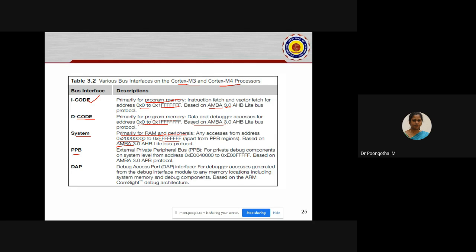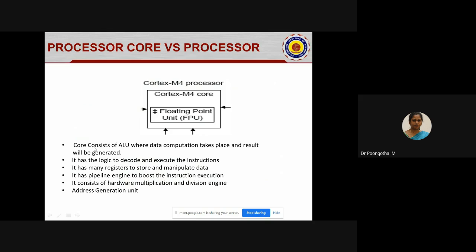Next, the private peripheral bus interface is for external private peripherals, and the address ranges from this to this. The next one is the debug access port for accessing debugging components, that is system memory and debug components, based on the CoreSight debug architecture. So these are the various bus interfaces available on Cortex M3 and M4 processors. Is that clear, students? Yes, ma'am.